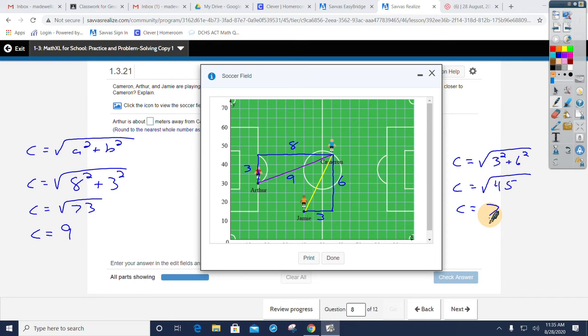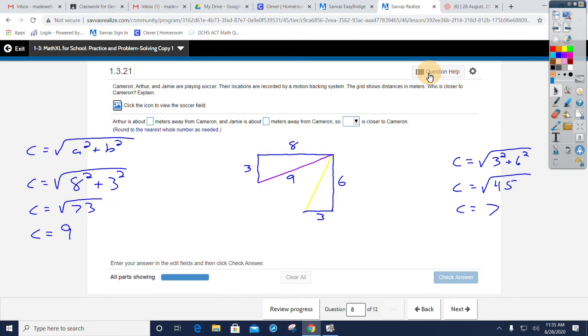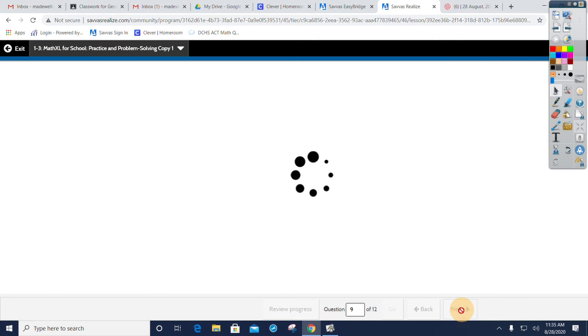Okay. Now, let me close my picture. And let me put this 7 there. Okay, so it says Arthur is about 9 meters away from Cameron, and Jamie is about 7 meters away. So who is closer? It would be Jamie. Jamie is closer. All right. You can put all that in on your end.